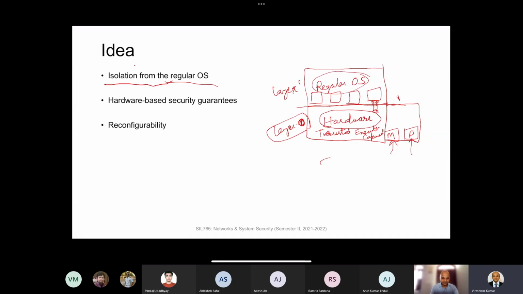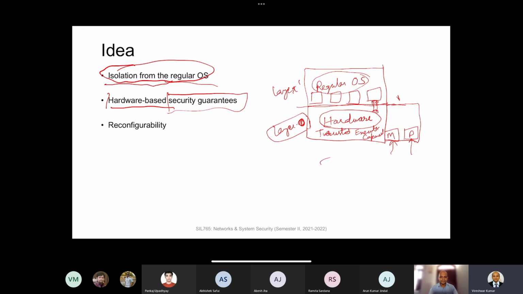So isolation from the regular OS is a basic idea that people started thinking about. And then the security guarantees come from the fact that this layer 0 will be implemented in hardware, which cannot be remotely compromised. An attacker sitting remotely can send malware to your device, but cannot physically tamper with your device, and therefore the security guarantees come from that fact.